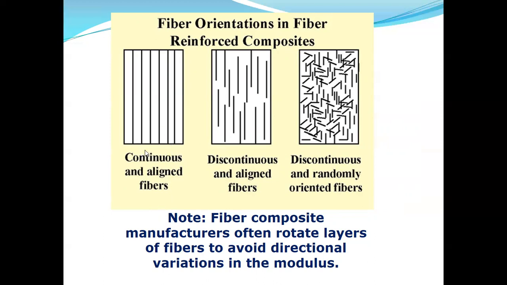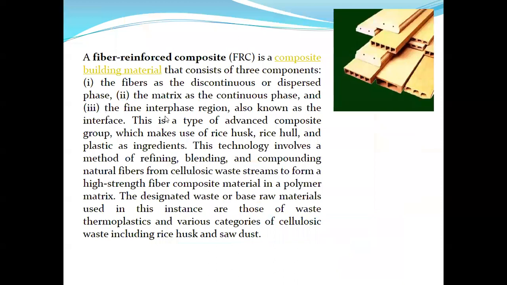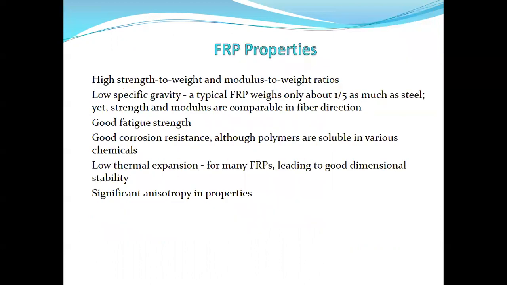First figure shows continuous and aligned fibers. Second is discontinuous and aligned fibers, and then discontinuous and randomly oriented fibers. Then fiber reinforced composite is a composite building material that consists of three components: the fiber as the discontinuous or dispersed phase, the matrix as the continuous phase, and the fine interface region, also known as the interface. This is a type of advanced composite group.